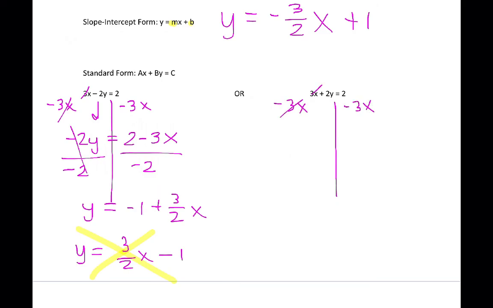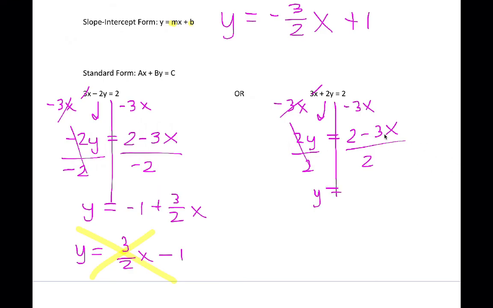Positive 3x, -3x cancel, so my +2y falls down. On the other side, I have 2 minus 3x. Next step, if I want y by itself, is to get rid of this 2. They're touching, which means multiply. Opposite of multiply is divide. So I'm going to divide by 2. What I do on one side, I do on the other. My 2's cancel, y drops down.